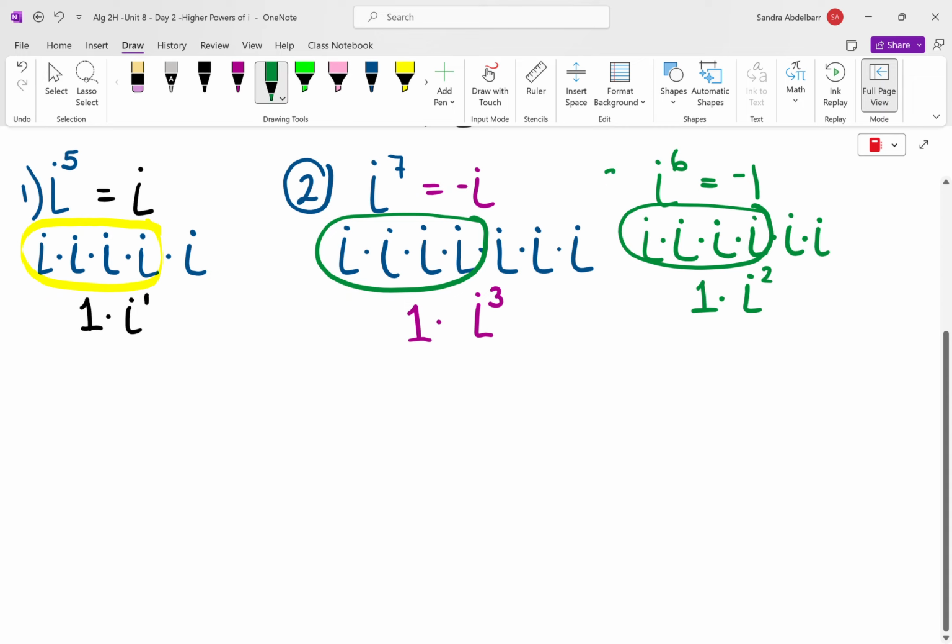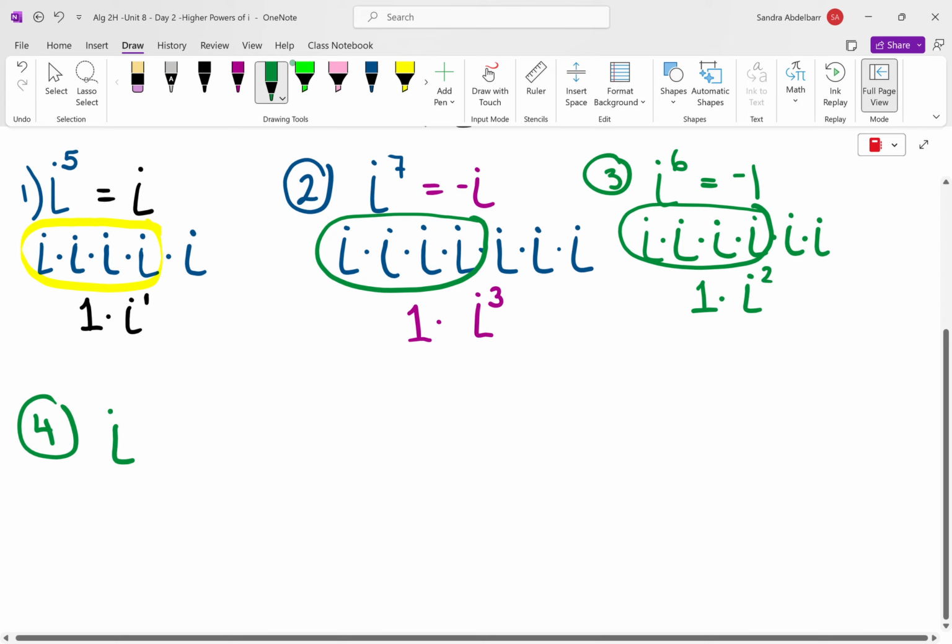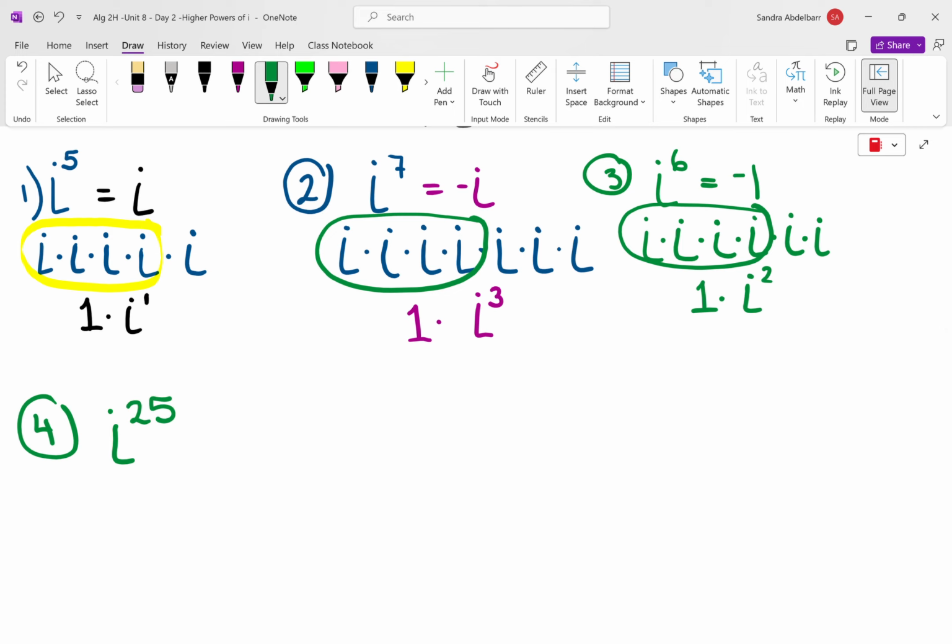But what happens when we go much higher than this? So let's say I said i to the 25th power. What do you think I'm going to recommend we do? Philip? Well, i to the 25th is i to the 24th times i to the first, and i to the 24th, since it divides by 4, is 1, and then i to the first is i, so that'll be just 1 times i, which is just i.